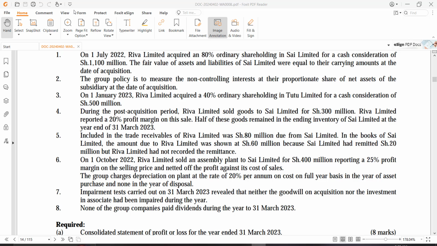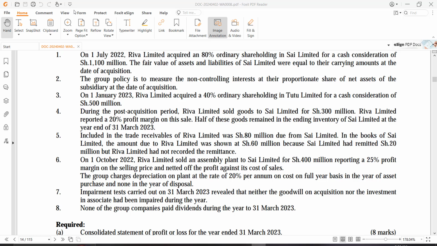The group charges depreciation on plant at the rate of 20% per annum on cost on full year basis, and none in the year of disposal. That's okay. Impairment tests carried out on 31st March 2023 revealed that neither the goodwill on acquisition nor investment in associate had been impaired during the year.